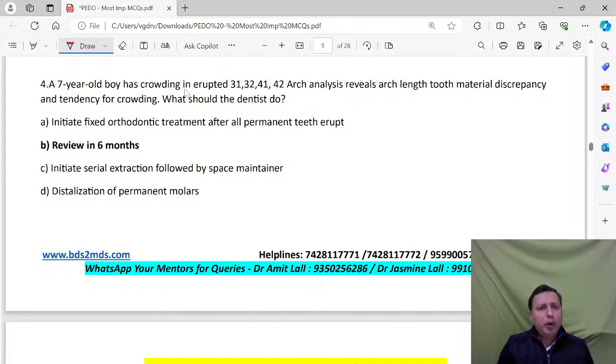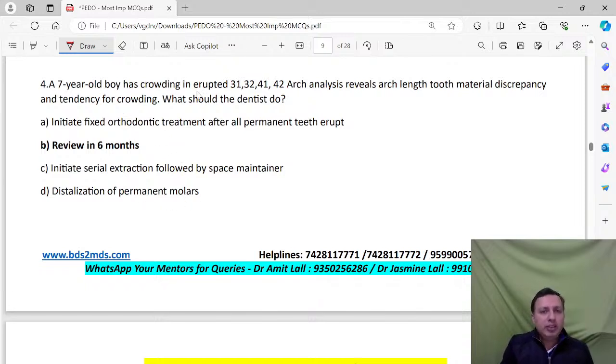Now, a 7-year-old boy has crowding in the erupted 31, 32, 41, 42 arch. Analysis reveals arch length tooth material discrepancy and a tendency for crowding. What should the dentist do? Initiate fixed orthodontic treatment after all the permanent teeth erupt. Review in 6 months. Initiate serial extraction followed by a space maintainer. Distalization of the permanent molar.